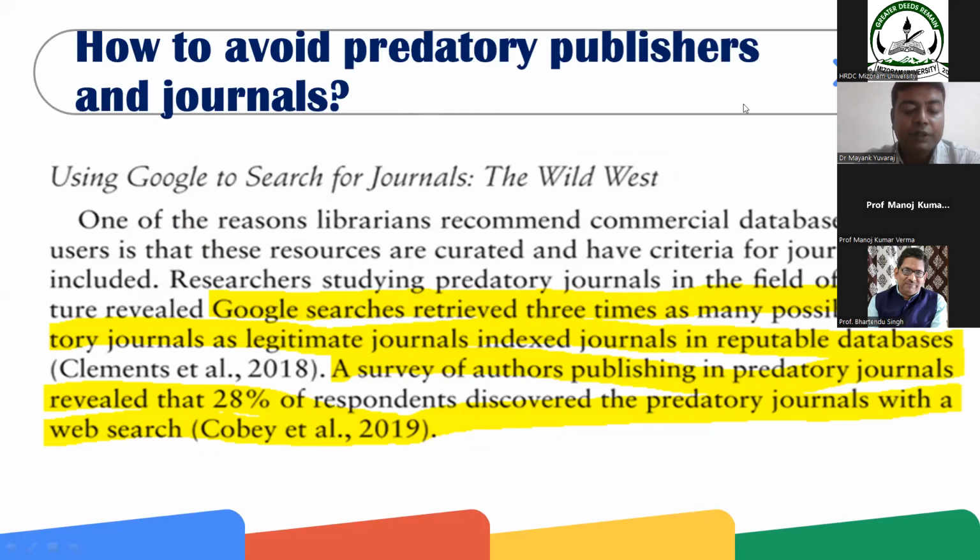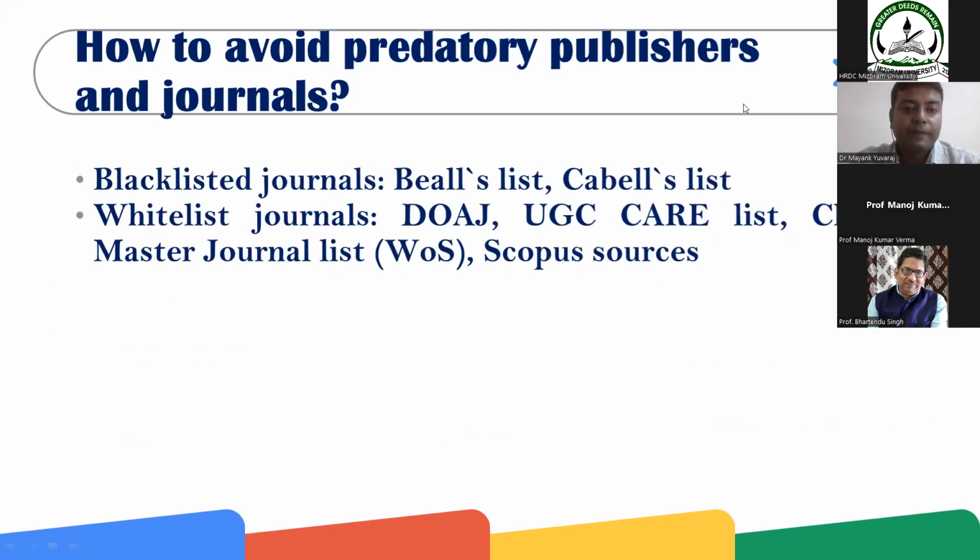There is a general tendency that we often use Google to search for journals. But a recent study shows that Google retrieves 3 times more predatory journals than legitimate journals. So you should not use Google particularly for searching for any journal. There are many other tools that have been developed through which you can avoid predatory publishers and journals and identify the credible journals which are of high quality.